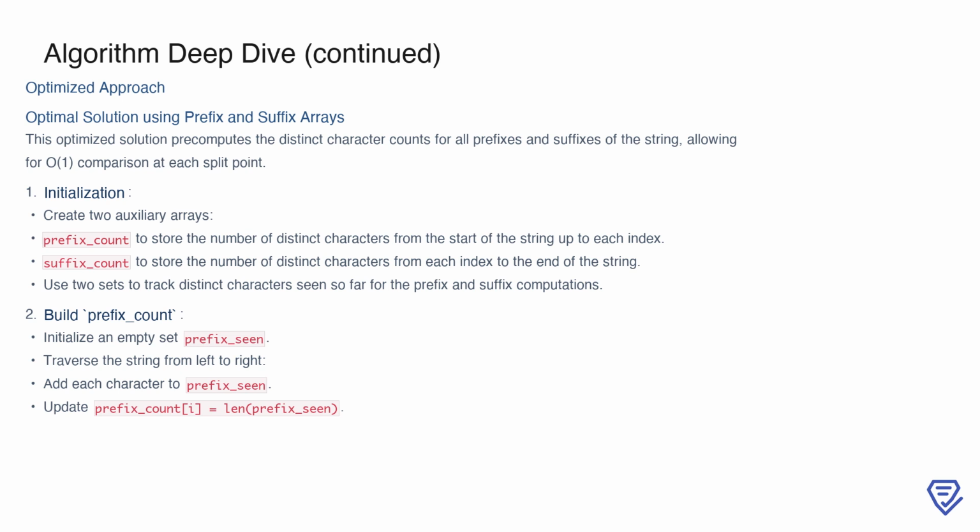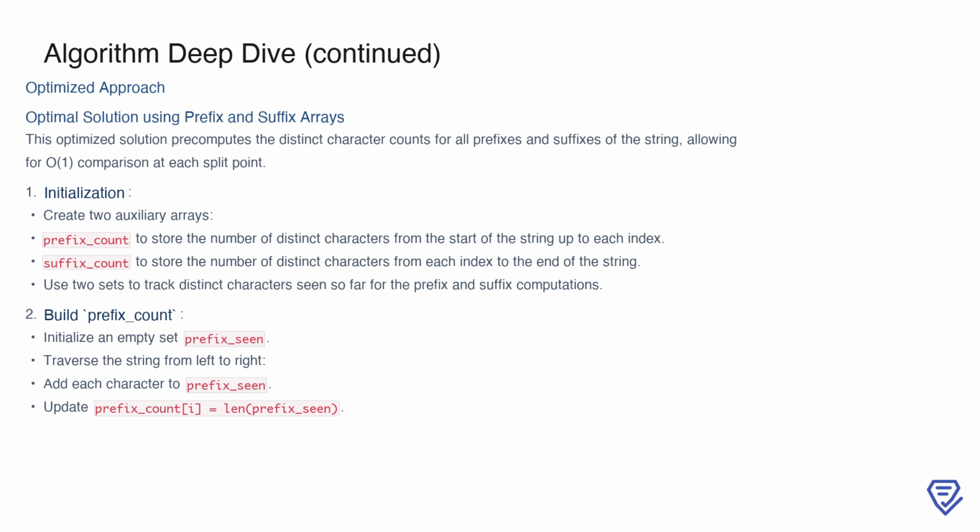The first step is to initialize two auxiliary arrays, prefix_count, which stores the number of distinct characters from the start of the string up to each index, and suffix_count, which stores the number of distinct characters from each index to the end of the string. To build these arrays, we use two sets, one for the prefix and one for the suffix. These sets dynamically track the distinct characters seen so far as we iterate through the string.